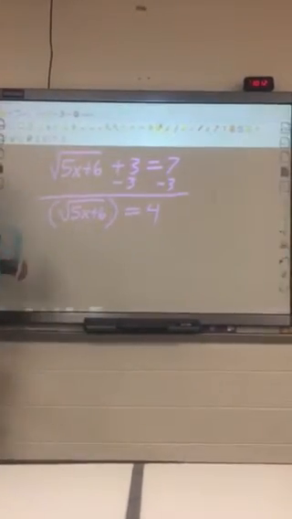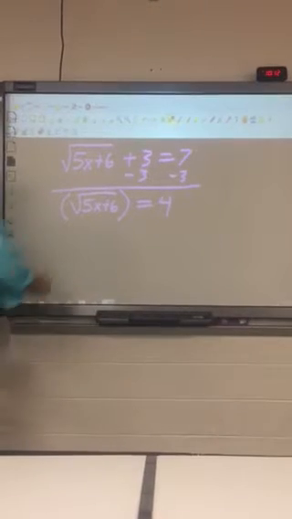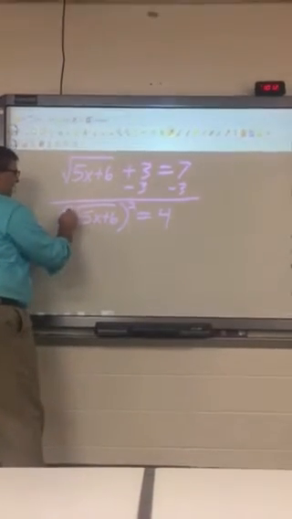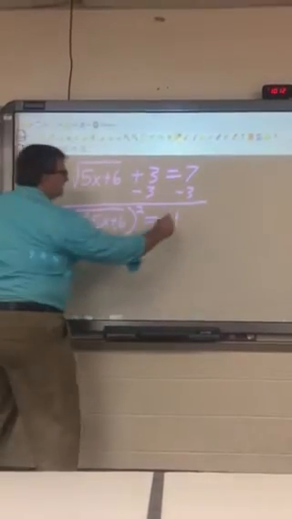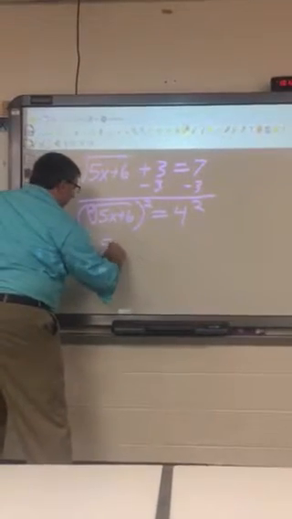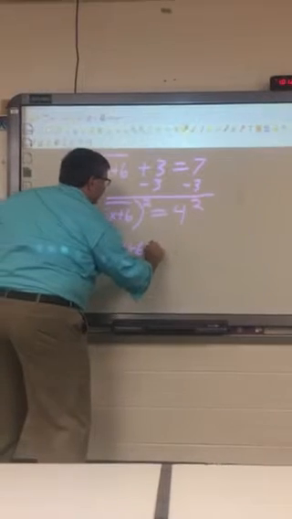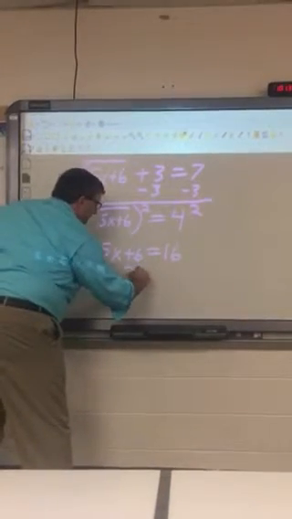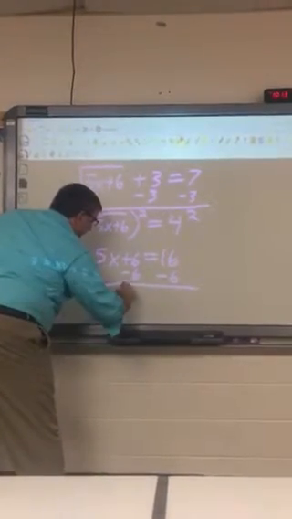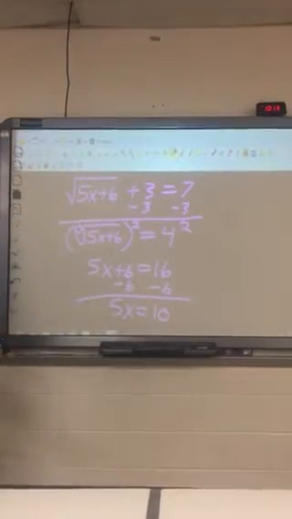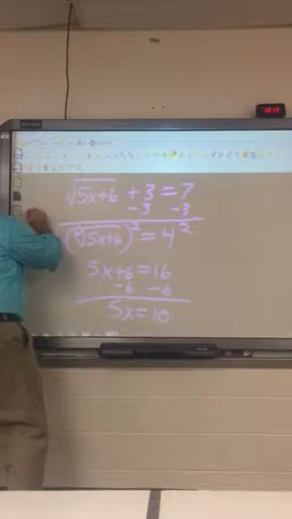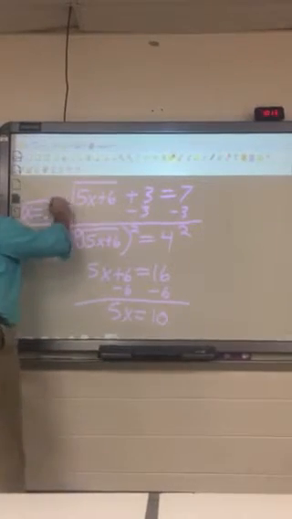I have to get rid of the square root. So how do I do that? I take it to a second power. I've got to cancel out whatever number is right there. When we don't see it written, it's 2. So now I have 5x plus 6 is 16. Subtract 6, subtract 6. 5x is 10. What does x equal? 2. Okay, x is 2.